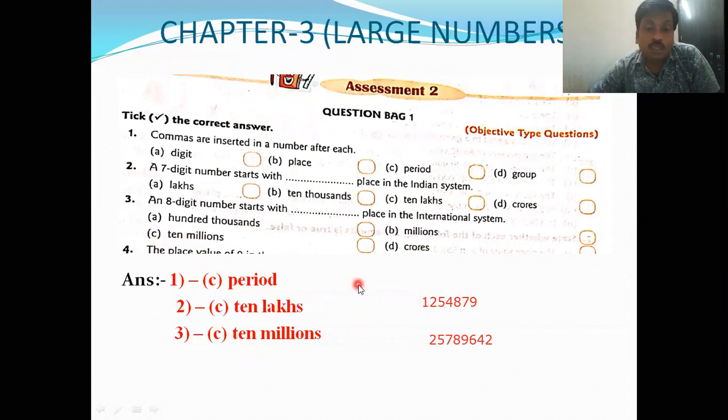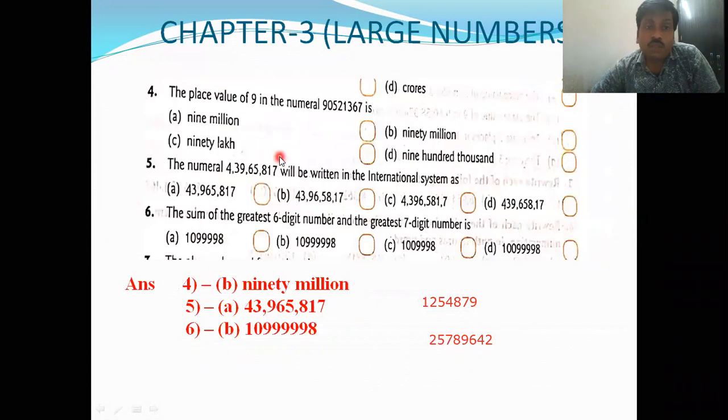Okay. Now we go to question number 4. The place value of 9 in the numeral is, what is the place value of 9 in the numeral? Count it. Ones, tens, 100, 1000, 10,000, 100,000, million, and 10 million. It means 90 million. Where do we write here 90 million? Yes, this is your answer, 90 million. Children, you see 90 lakh also.